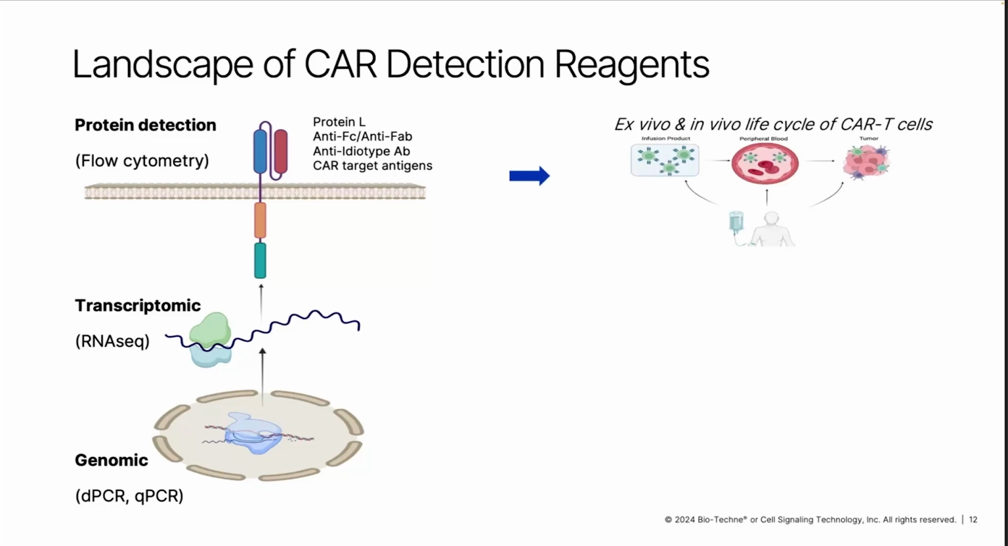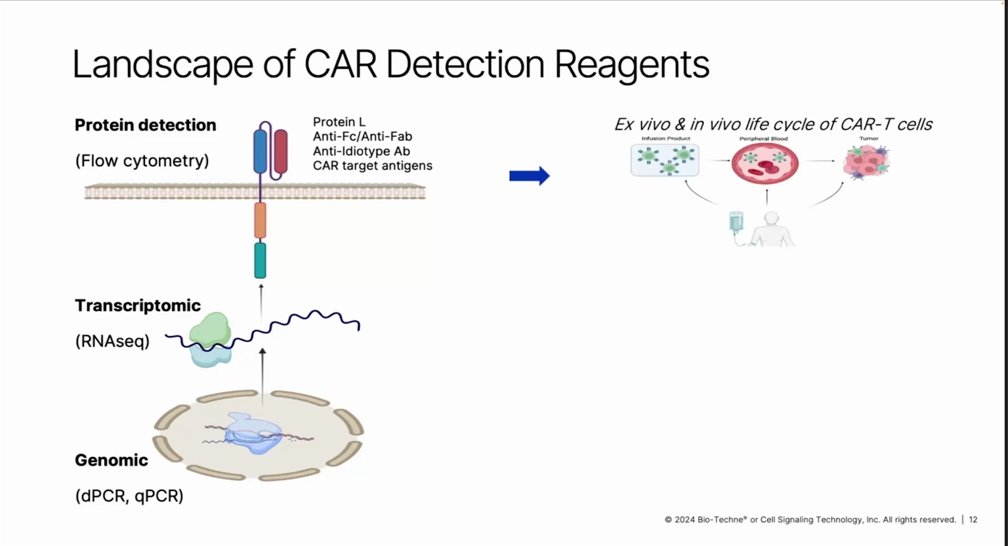However, some of the drawbacks to these detection reagents are centered around the fact that not all CAR designs incorporate the structural elements that they target, or that they target structural elements that coexist on naturally occurring immune receptors, thus introducing an element of non-specificity.